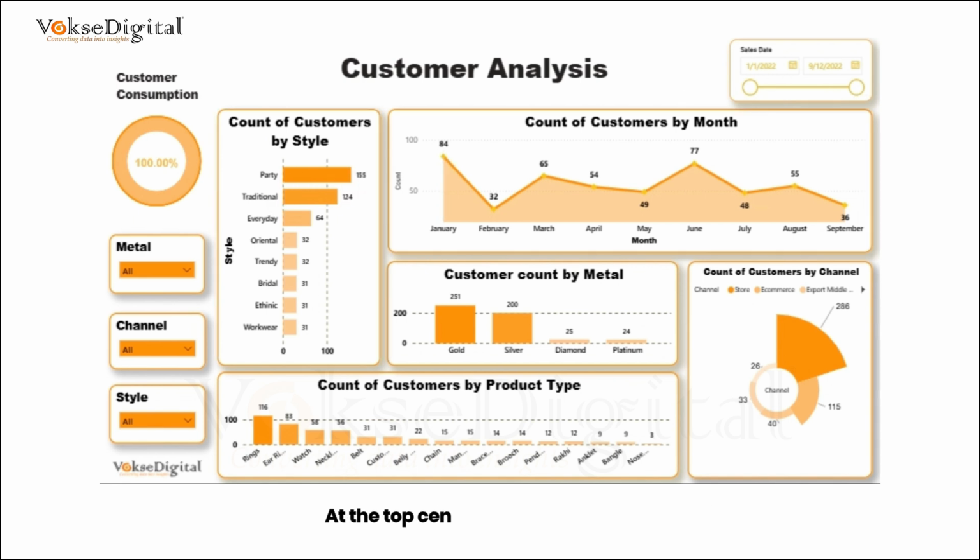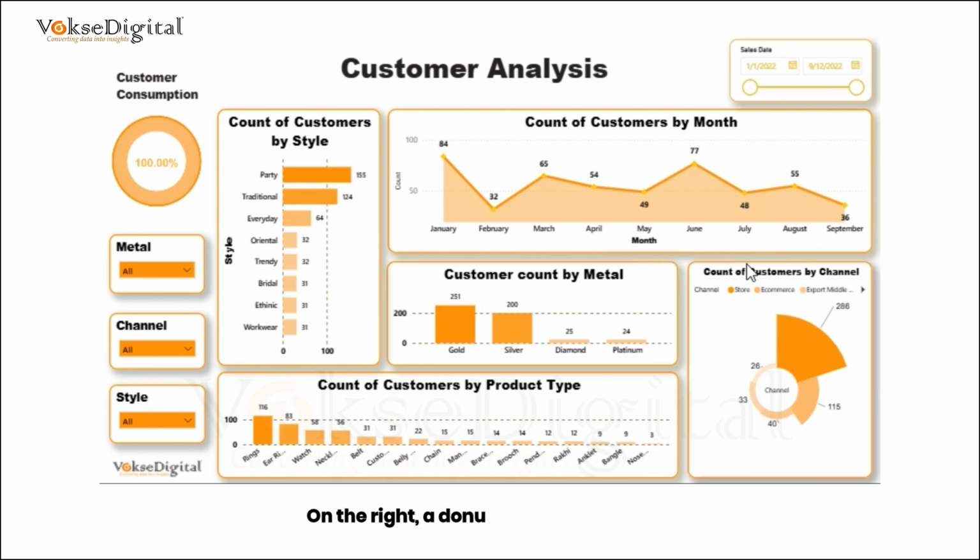At the top center, a line chart tracks the count of customers by month. January saw the highest activity with 84 customers, while February and September were the slowest months. Below that, the metal preference chart highlights gold and silver as top-selling choices.